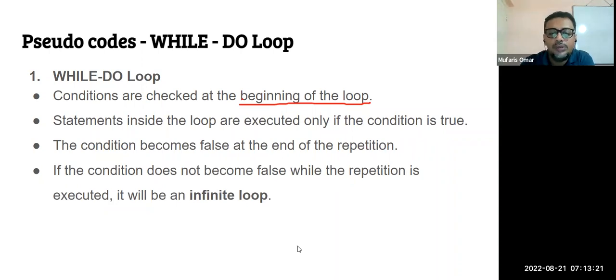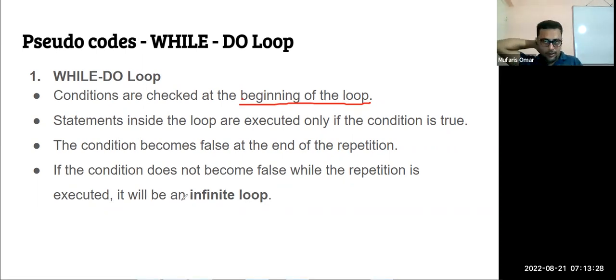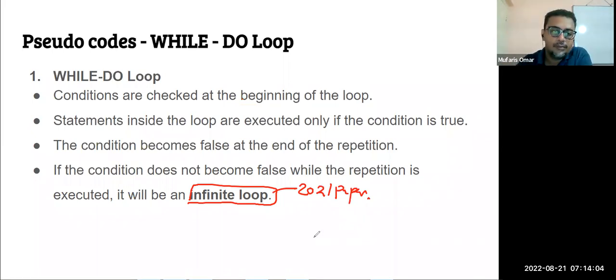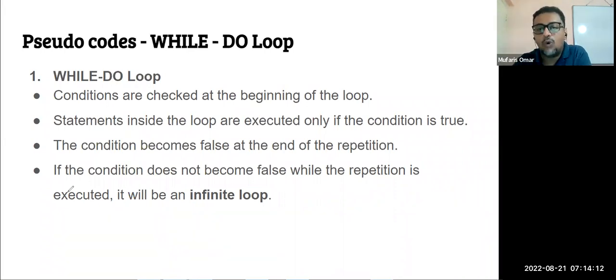Okay, the last point is very important. If the condition does not become false while the repetition is executed, it will be an infinite loop. I will explain this. They have asked the same in the 2021 paper. If the condition does not become false while the repetition is executed, it will be an infinite loop.